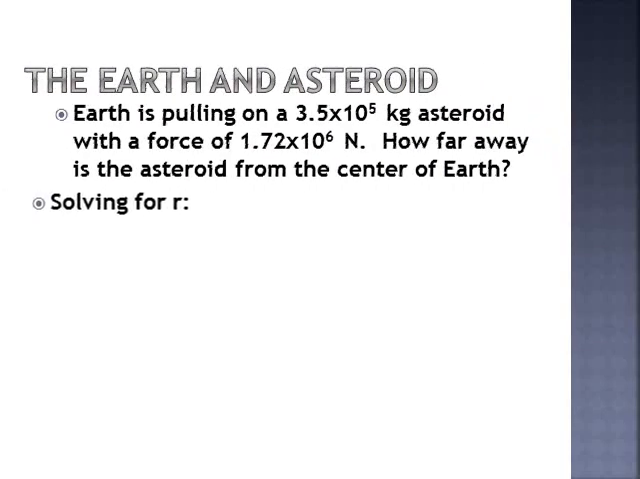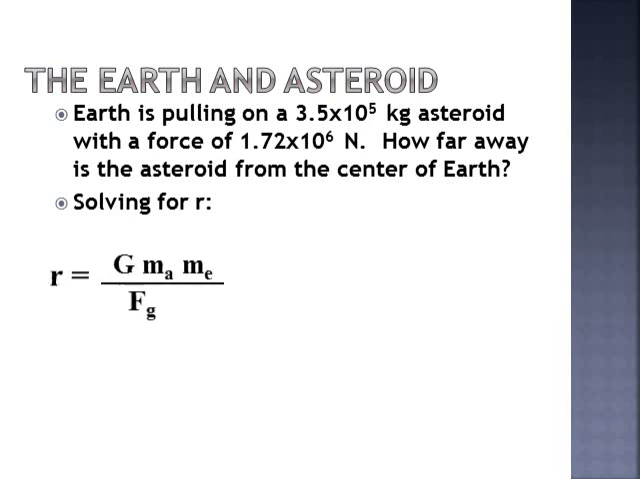All right, so let's talk about an asteroid that's coming towards Earth. Earth is pulling on a 3.5 times 10 to the fifth kilogram asteroid with a force of 1.72 times 10 to the 6 newtons. How far away is the asteroid from the center of the Earth? Solving for the radius, we would basically switch the radius squared and the force of gravity, and then square root both sides. So rearranging the equation, it would look like this.